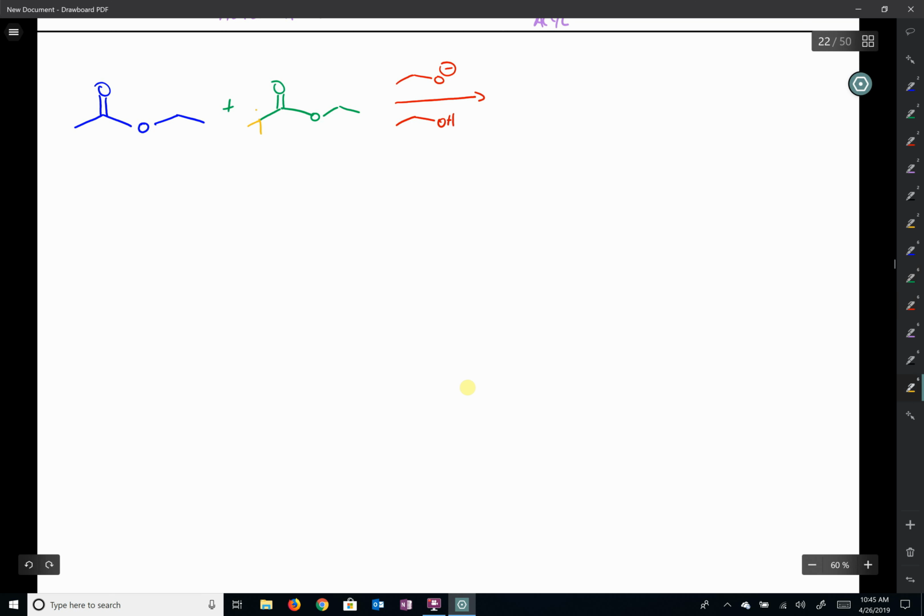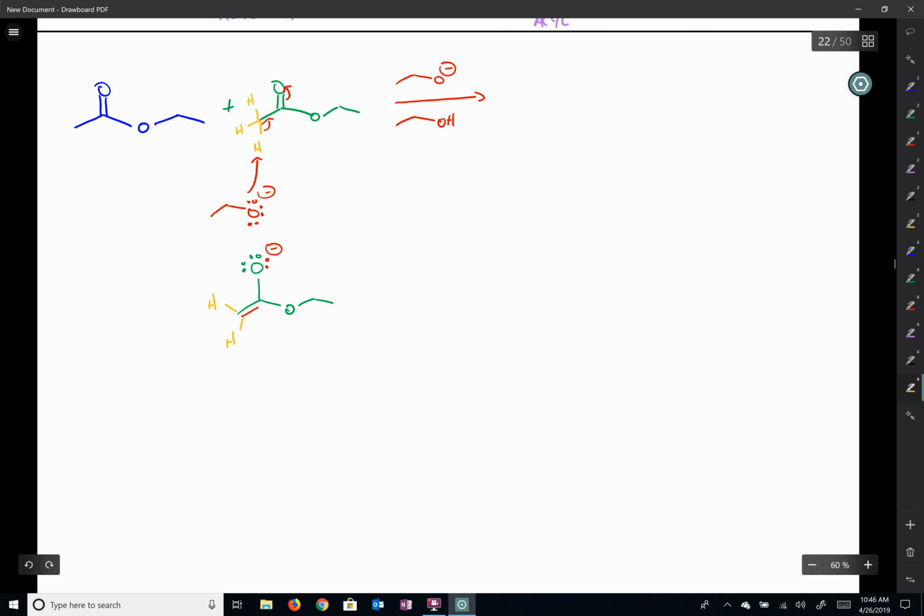Cool. All right. So the base is going to attack. Let's start with the green one. Doesn't really matter. So the base is going to attack the acidic hydrogens to set up the enolate. So we could follow those red arrows here. We'll do that real quick just for recap's sake. All right, so that is what would happen here.